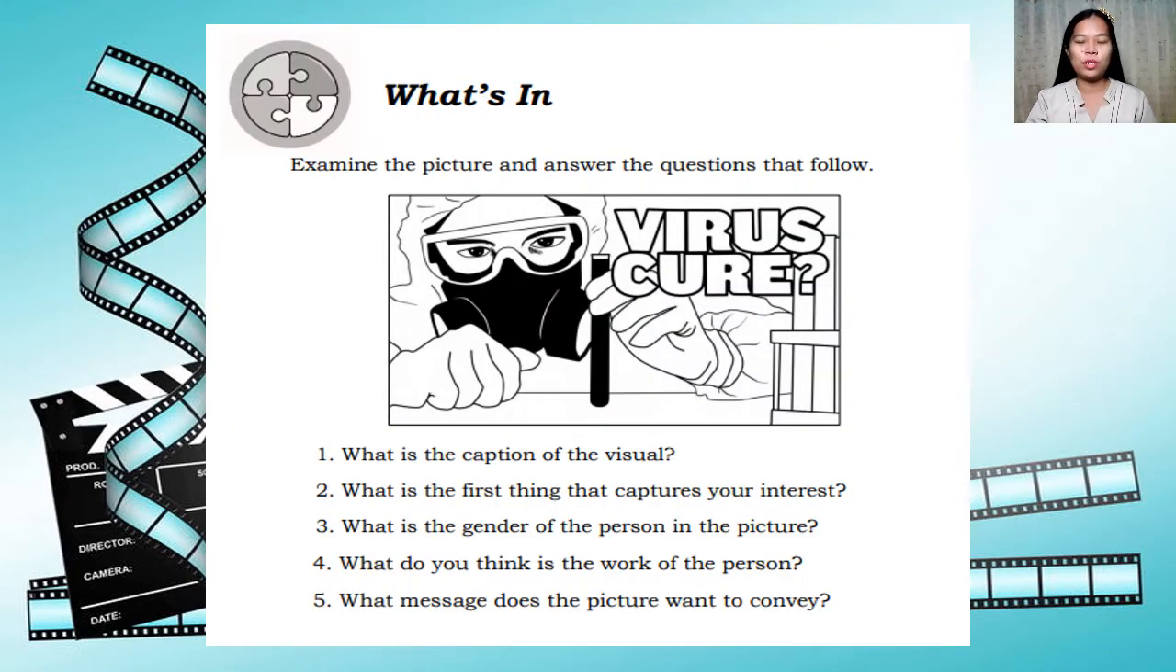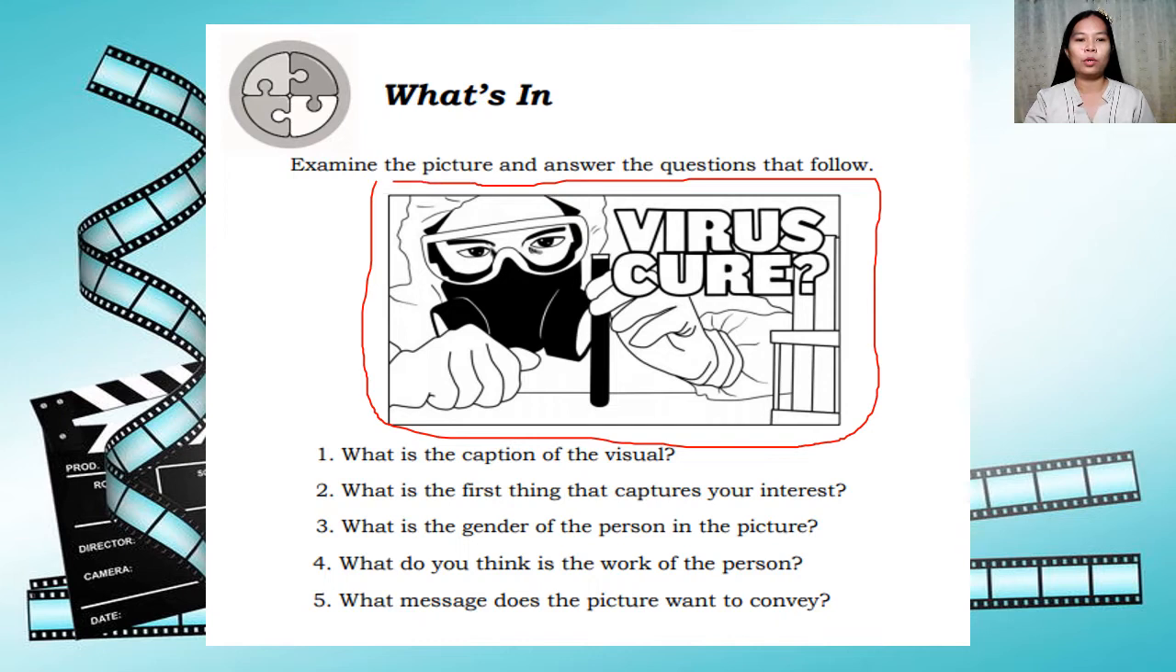Before we proceed to discussing a little bit about visual media, let us start with this activity first. What's In? Found on pages 14 to 15. Examine the picture and answer the questions that follow. Okay, so this is the picture that we are going to use for this activity.